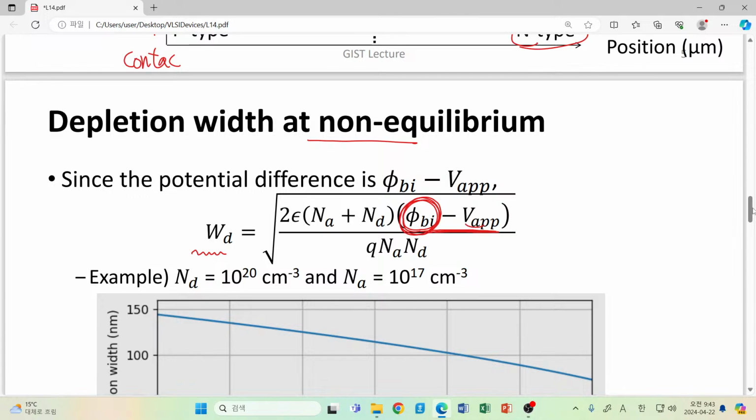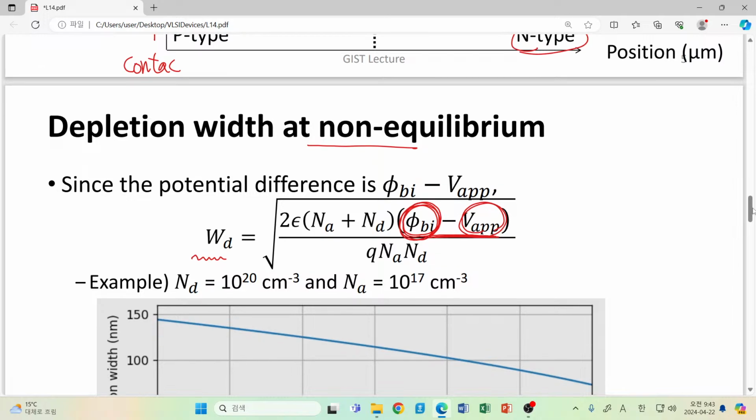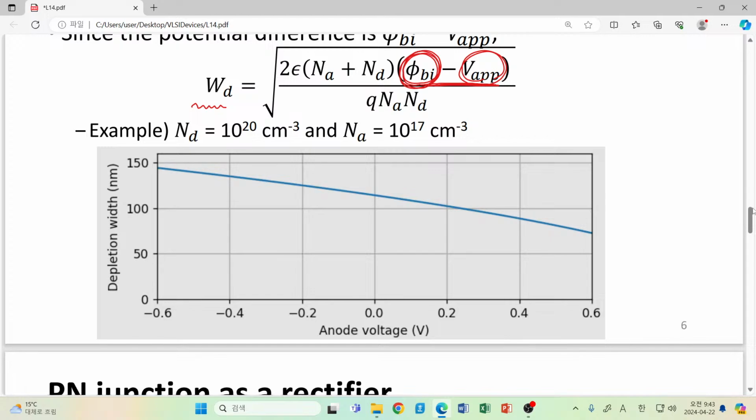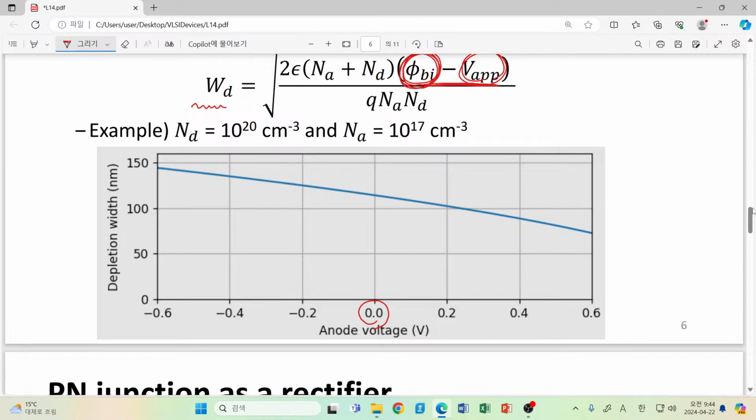So yes, you can add this minus applied voltage into it. So I have just drawn this typical example. The n-type region is 10 to the 20, and the p-type region is 10 to the 17, and here we have anode voltage equal to 0 volt. Then you know this is about 110 nanometer.